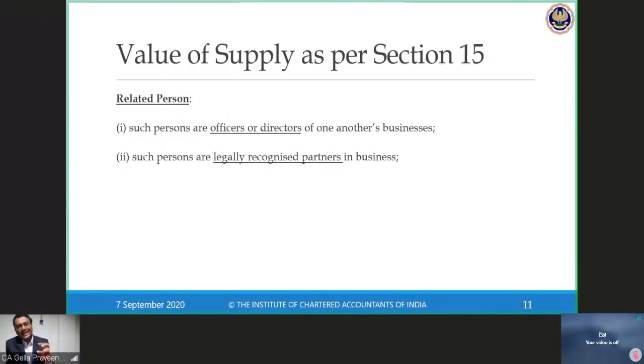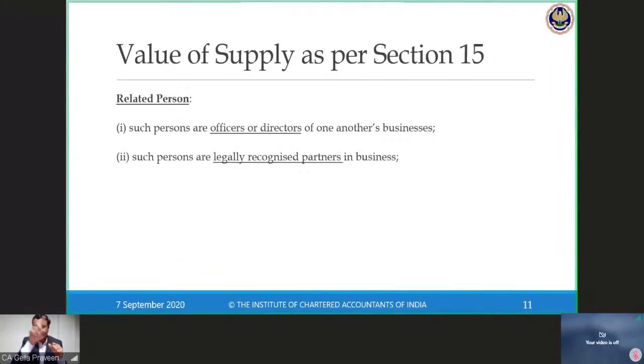Such persons are legally recognized partners in business. A and B are partners in A, B and Co. These people are presumed to be related parties when we talk about a transaction between A and B. Now, Schedule 1, Section 7, Schedule 1, no consideration. That is one particular provision interlinked with this particular provision.